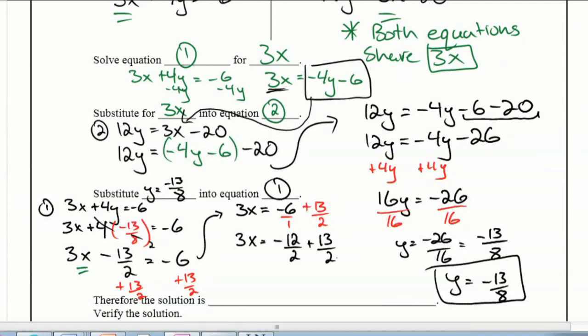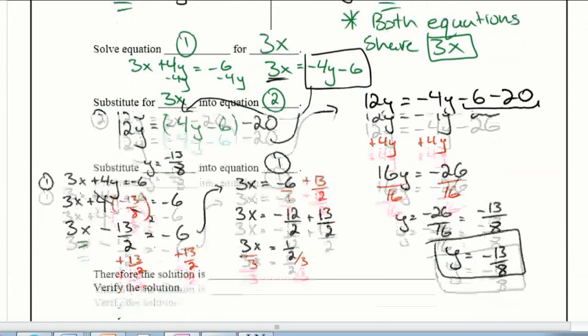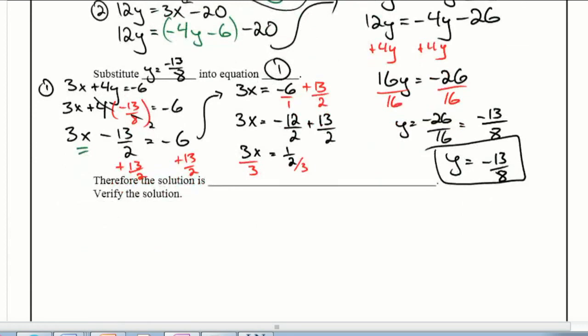Negative 12 plus 13 is a half. So I get 3x is equal to 1/2. Divide both sides by 3. I might just keep going down the page here. So I get x is equal to 1 over 2 divided by 3.